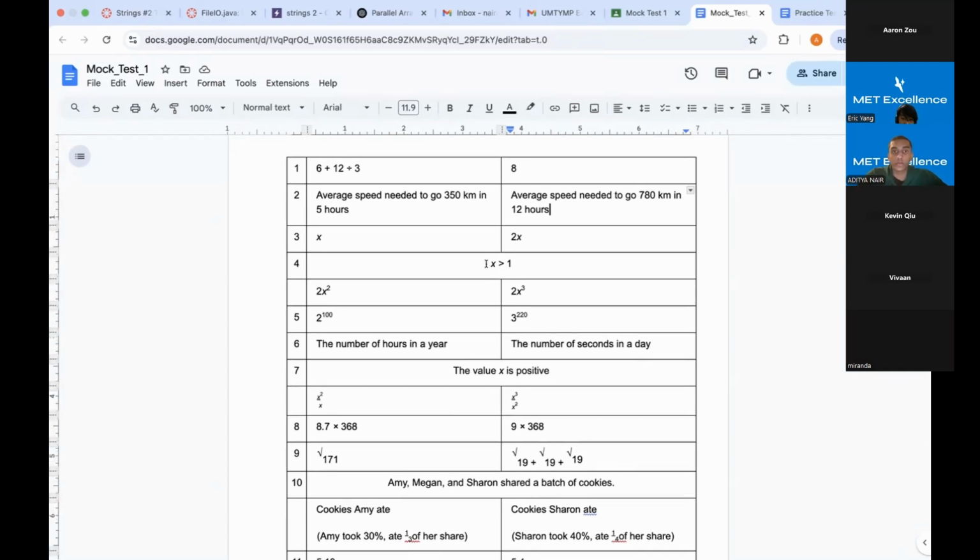Okay, and moving on to 4. As you can see here, we're given that x is going to be greater than 1 all the time. So that will allow us to solve this. 2x squared versus 2x cubed. Because x is not negative, they're both going to be positive at all times. And since x can't be 0, they'll never be equal. So we can just take out the 2 from both sides to get x squared versus x cubed. And since x is a positive number over 1, x cubed is always going to be bigger than x squared, which means the answer is going to be B.